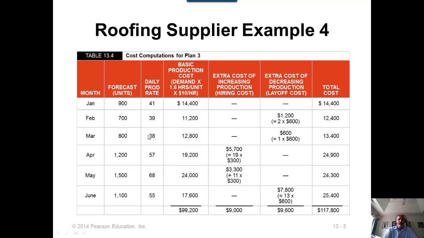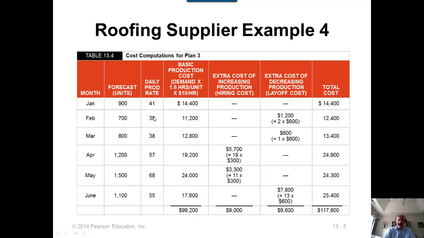Now let's look at another approach, and this approach is the chase approach. So what we're going to do is produce exactly what is demanded. Here is the daily production rate that we calculated in previous slides, so we are not repeating that computation here. It will be like forecast divided by the number of days. So this is the daily production rate. Now you can multiply 1.6 hours per unit times $10 an hour. So you take 900 times 1.6 hours per unit times $10, and add them up, so that will give you your production cost.